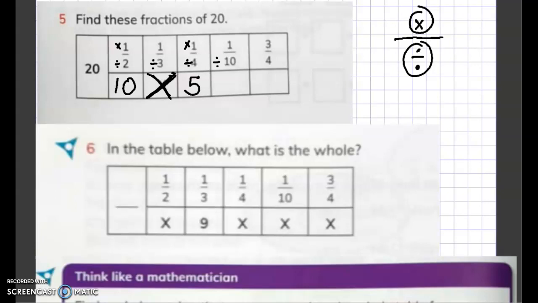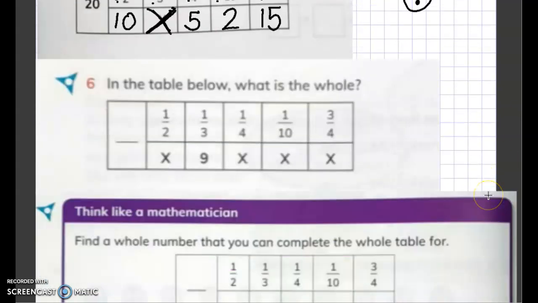20 divided by 10. You get a 2. 2 times 1 is still a 2. Next. 4 is the number below. So 20 divided by 4. You get a 5. Now 5 times 3 is a 15. So your answer is 15. Right, let's move on to the next one.